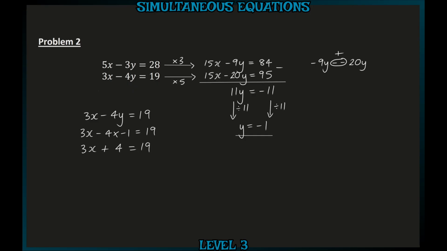We can now solve this by removing the plus 4 from the left, and we do this by subtracting 4 from the left and doing the same on the right. And on the left, the plus 4 and the minus 4 cancel out to leave us with 3x. And on the right, 19 minus 4 is 15.